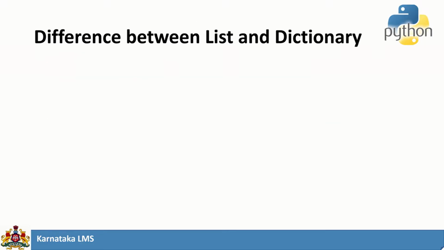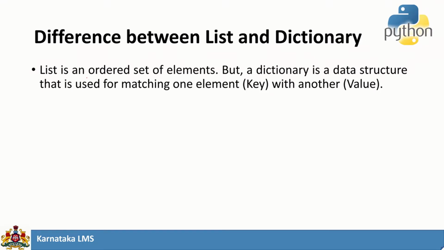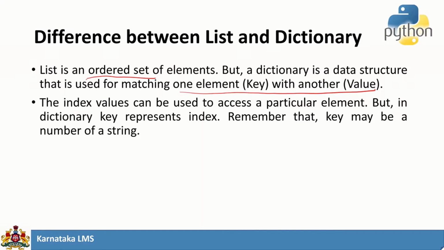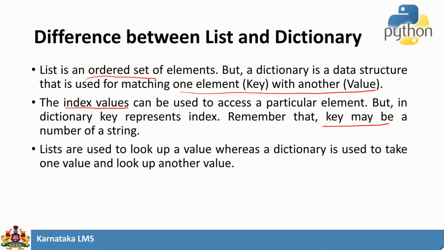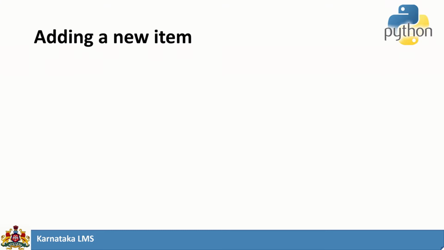You can access the dictionary only by giving the key values. What is the difference between a list and a dictionary? Lists are ordered lists of elements, whereas a dictionary is an unordered list with key-value pairs. Index values can be used in a list to access an element, but in a dictionary we have to use the key, not the index. Lists are used to look up a value, whereas a dictionary is used to take one value and look for another value.